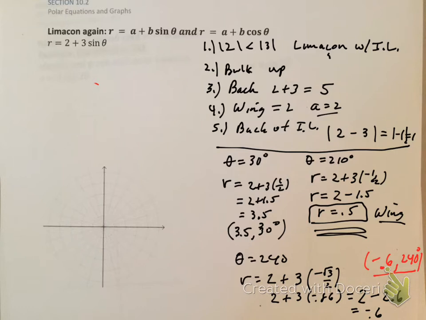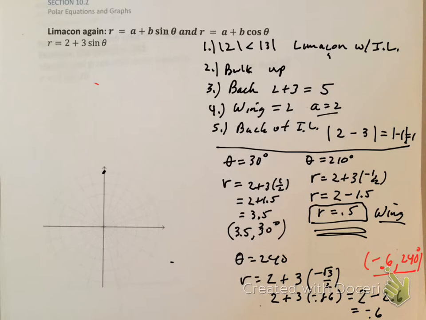Alright, so we're ready to graph this beautiful thing here. Let's make this bigger. I hope I can remember all the numbers here. So the bulk is up. I'm supposed to go 5 units. So 1, 2, 3, 4, 5. It goes all the way up here. Get rid of those things.